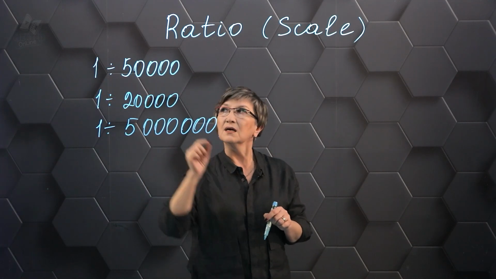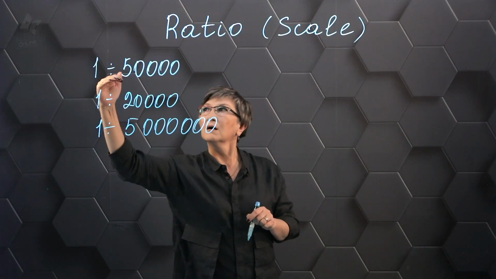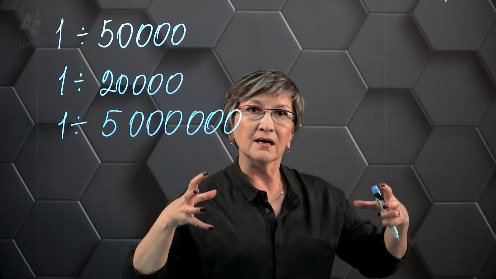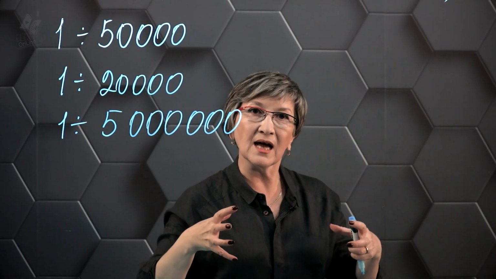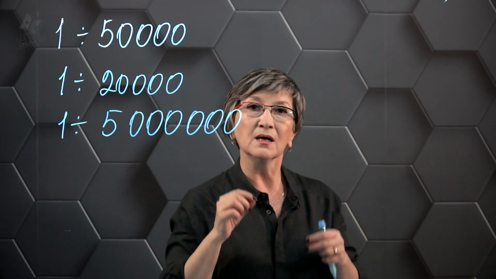And indeed, if I talk about scale, there are 50,000 centimeters. 1 centimeter contains 50,000 centimeters. That is to say, the distance on the map has been reduced 50,000 times. Or in the second case, the distance is reduced 20,000 times. Or the distance is reduced by a factor of 5 million.